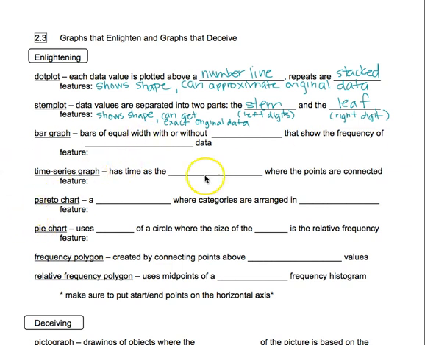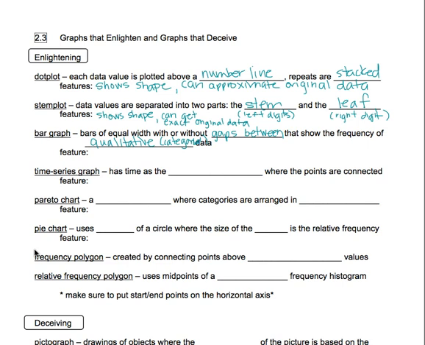Bar graphs, you've talked about forever, done these since elementary school. You have bars of equal width, but usually on a bar graph you have spaces or gaps between. You don't have to have gaps between, but typically bar graphs do. They show the frequency of qualitative or categorical data. So a histogram, we have numerical data. A bar graph, we do not.